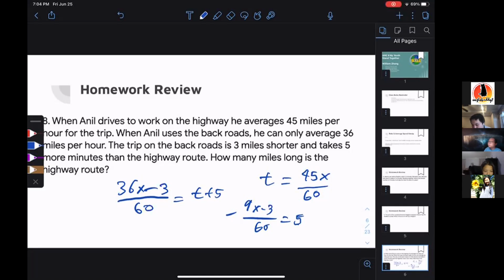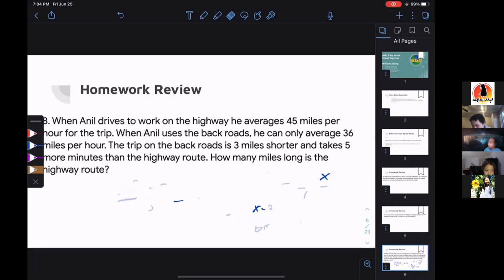So they want how many miles long is the highway route. So I would set that as the variable. Say maybe h probably. The highway route is h long, and then express everything in terms of that, including the given conditions.